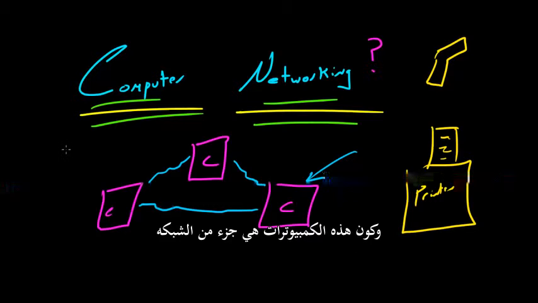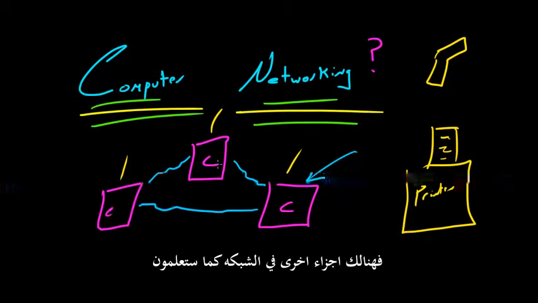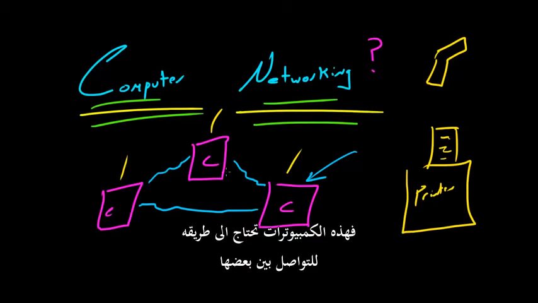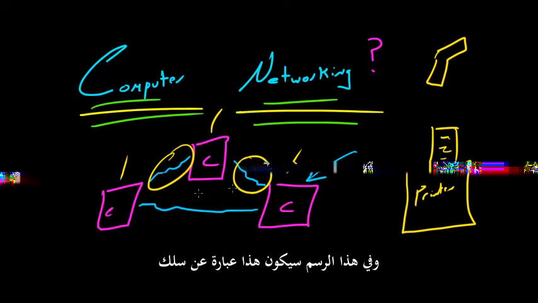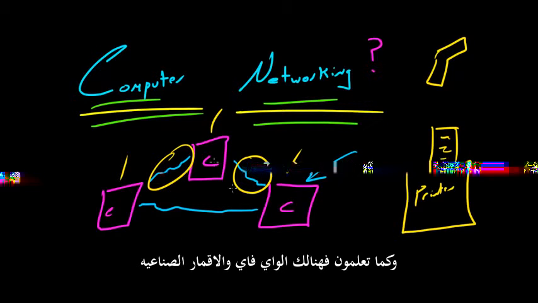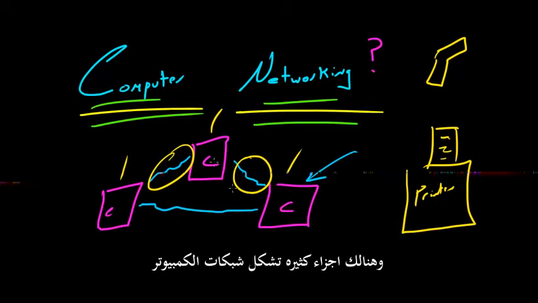And aside from just these computers being part of a computer network, you also have other parts as well, as you guys are going to find out. These computers need a way to communicate with each other. And in this little diagram, I'll say this is copper cable, but as you know, there's also Wi-Fi and satellites, and there are a bunch of different parts that make up an entire computer network. So it isn't just the computers themselves, and we're going to be going over everything.